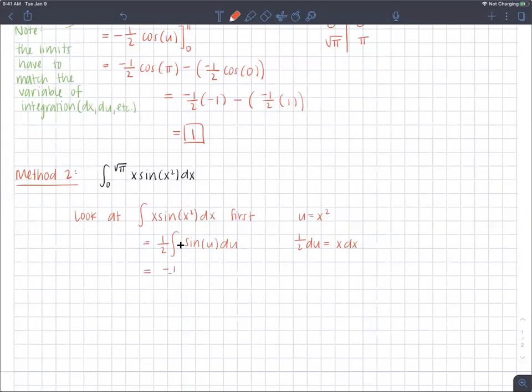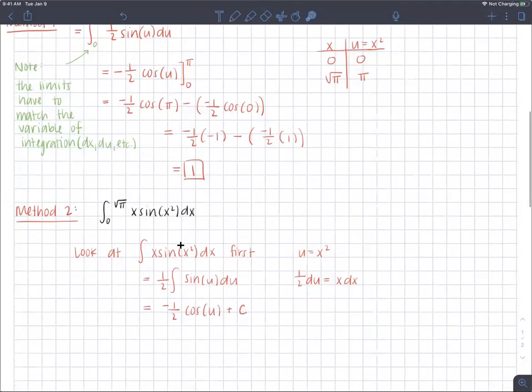And then when you integrate this, you get negative 1/2 cosine of u plus c, because now it's an indefinite integral. So this is the same thing that we had before, right? Right here, just with the limits now. And so now the only thing that's different is we have this plus c right here.